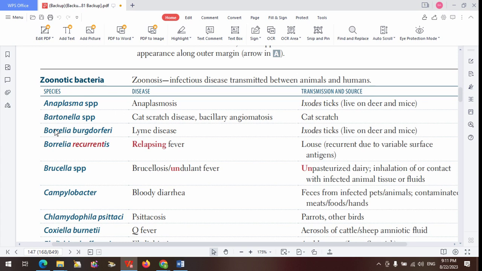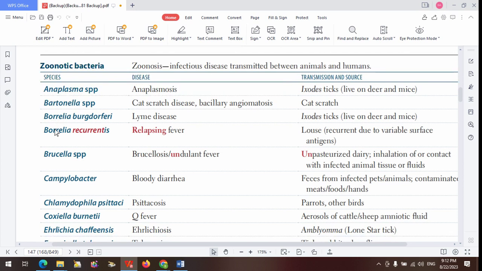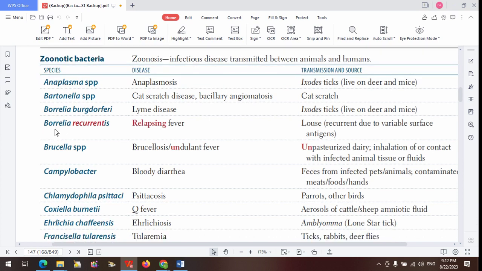Bartonella. Yeah. Bartonella is another zoonotic infection that can be transmitted by cats. So it can cause cat scratch disease, bacillary angiomatosis. I feel we are going to learn all this later. Let's just leave Bartonella for now. Borrelia burgdorferi, that's Lyme disease. Ixodes tick, that's the vector. Let's ignore Borrelia recurrentis. Nobody will ask us.